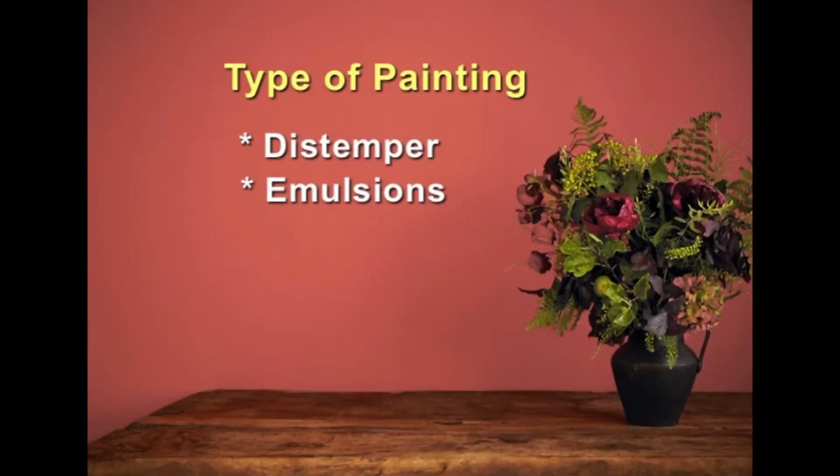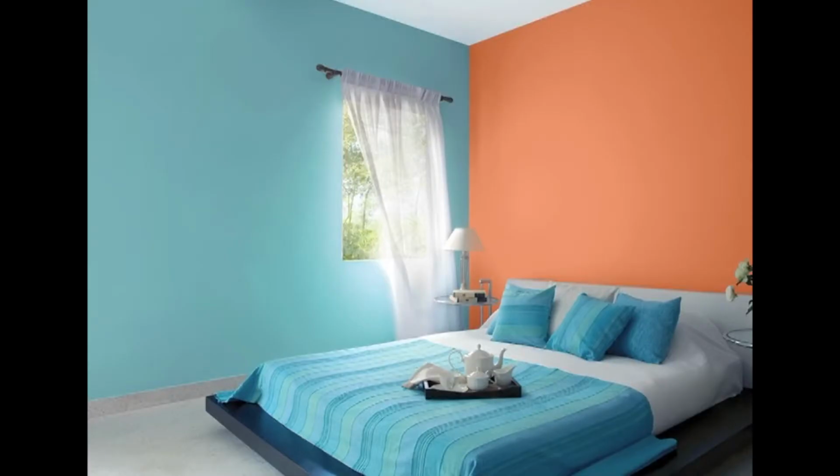The second one is emulsions. Emulsion is a type of paint which is also water-based and provides a rich and matte finish to interior walls. The differentiating factor of emulsion paints is its acrylic quality.